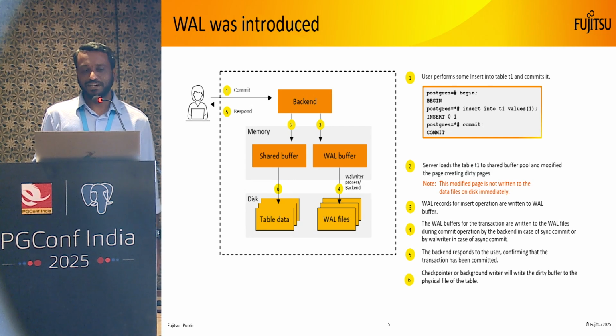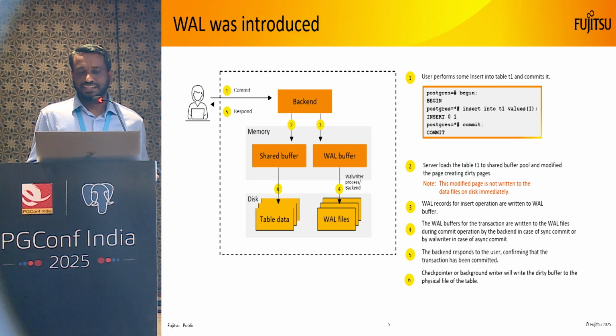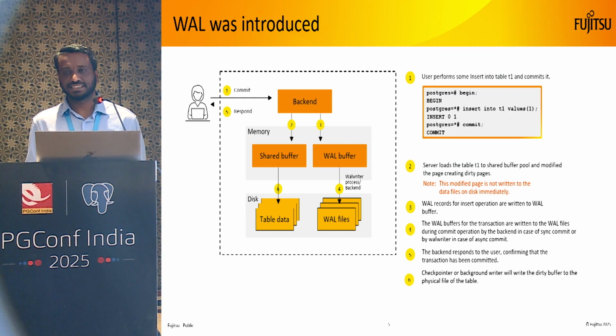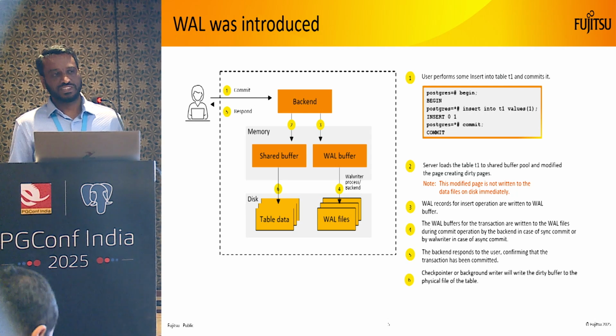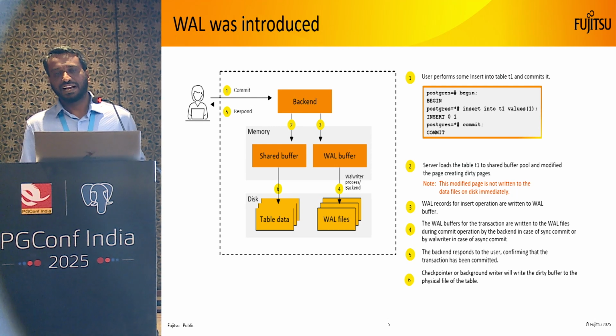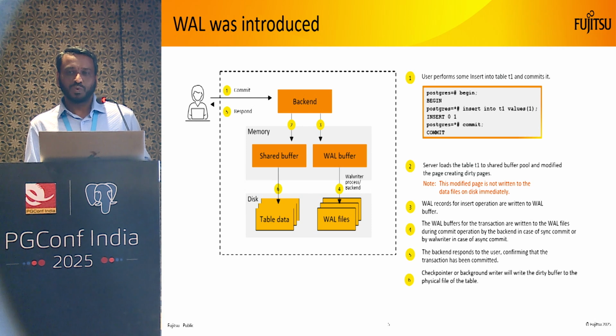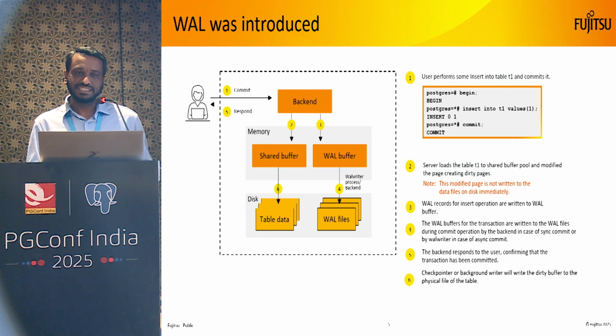I'll consider the same use case. Let's say I'm doing some operation on table T1. I will load the table data from the disk into the shared buffer, and then I'll make the changes in the shared buffer. When we do the changes to the shared buffer, we also write the minimal information that is required to recreate the data. That will be stored in the WAL buffer.